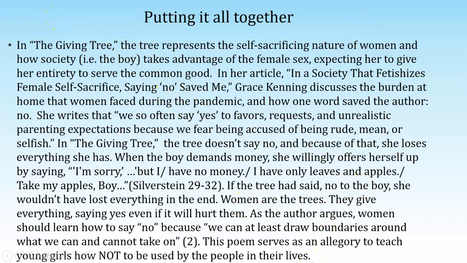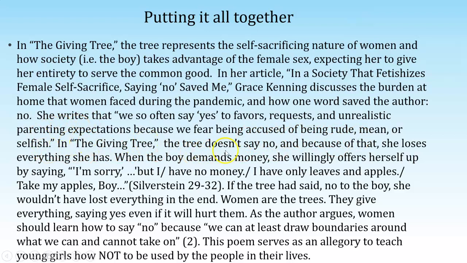Okay, this is an example of the kind of paragraph that I'm looking for in your essay. The Giving Tree is the poem that I am writing about. The tree represents the self-sacrificing nature of women and how society, as in the boy, takes advantage of the female sex, expecting her to give her entirety to serve the common good. In her article, "In a Society That Fetishizes Female Self-Sacrifice, Saying No Saved Me," Grace Kenning discusses the burden at home that women face during the pandemic and how one word saved the author: no. She writes that we so often say yes to favors, requests, and unrealistic parenting expectations because we fear being accused of being rude, mean, or selfish. That's my secondary source quote.